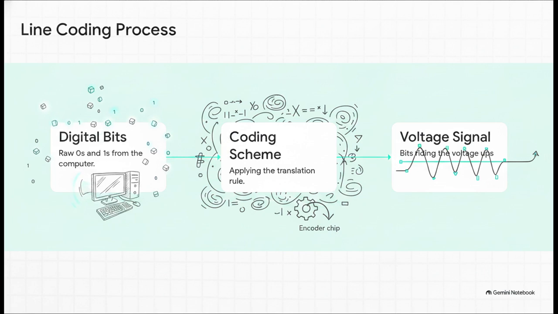And finally, step 3. The voltage signal actually goes out on the physical wire. Your data is literally riding the voltage ups and downs. The receiver on the other side is going to read these specific, perfectly timed voltage changes, run that translation rule in reverse, and perfectly rebuild your original zeros and ones without losing a single drop of information.